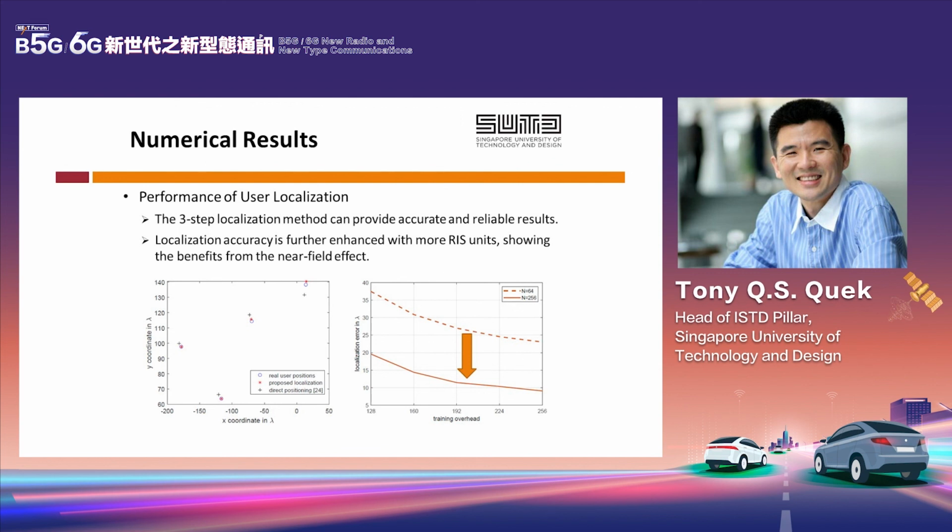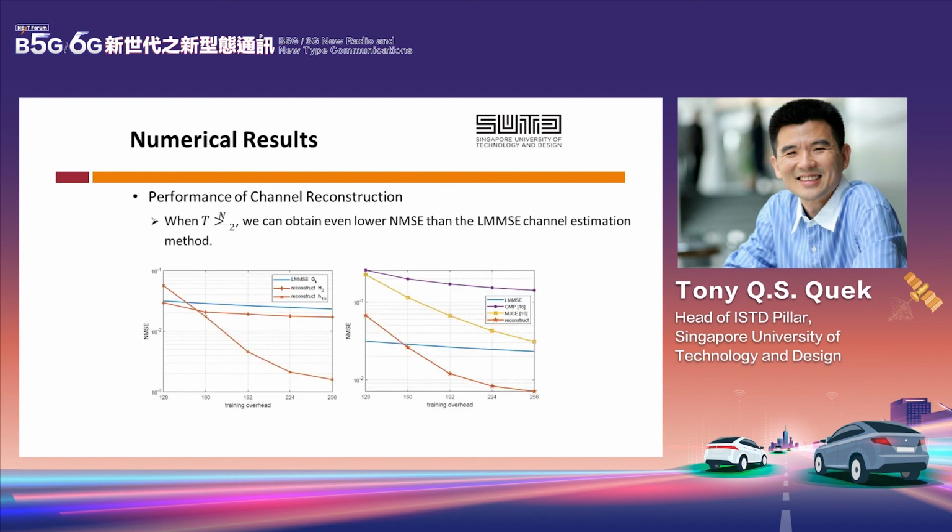So you can see in this result, I have a real user. This is a proposed location. And this is my reference model from another paper that you see actually is very accurate. And as I increase the number of elements, because my spatial angle becomes more fine, I actually can localize much better. So there's another use of this RIS, that besides improving the services, I also can localize my user.